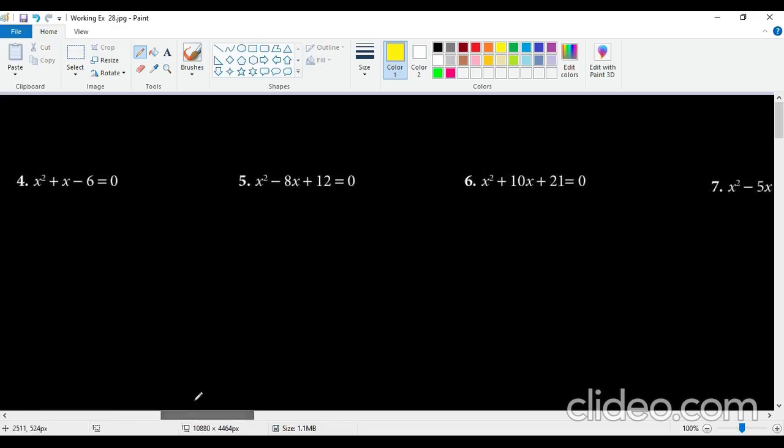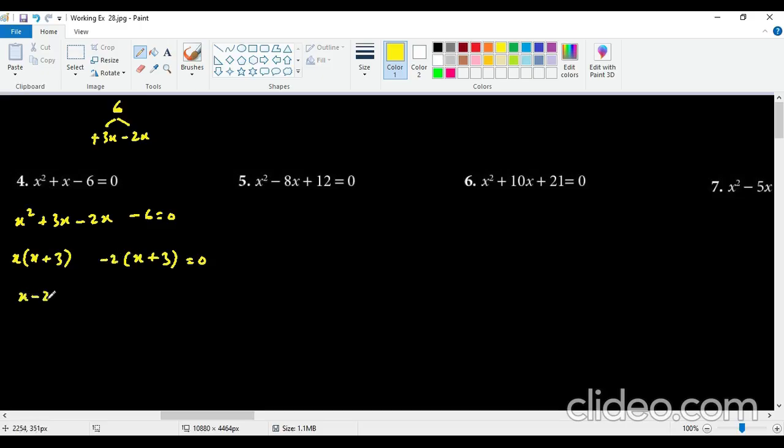When it comes to question number 4, 6 times 1 is a 6. So we'll find out the factors of 6 to give you a plus 1. So plus 3x and minus 2x are going to give us a plus 1. So x square and minus 6 I will write this way, and plus 3x and minus 2x will be in between. So in the first and second one, common is x plus 3 and x plus 3 equals 0, and minus 2 will be in the middle.